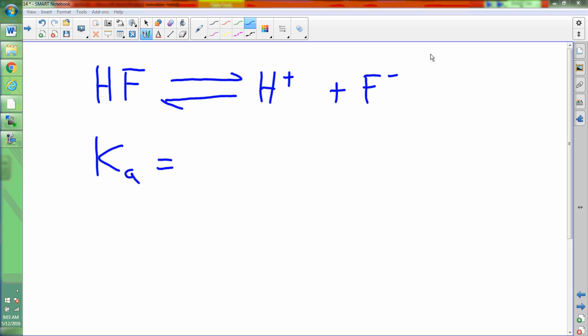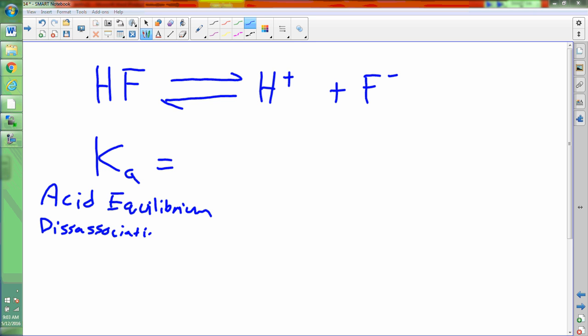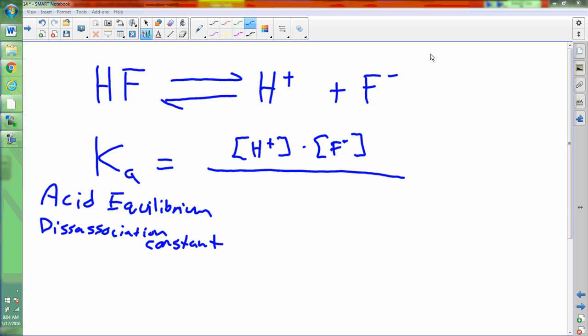So I can write those here. The way we calculate the Ka value is we take the concentration of the H+ ions that actually form, multiply that by the concentration of the F- that are in solution, and divide it by the concentration of the hydrofluoric acid that is left, that is not dissociated.